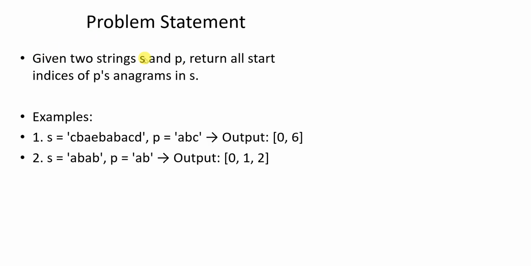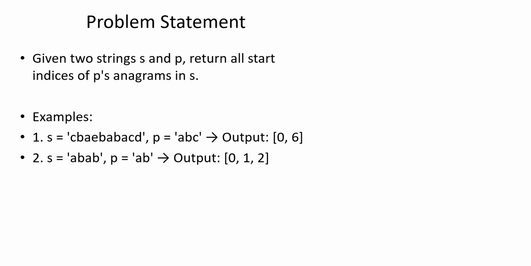Given two strings s and p, return all start indices of p's anagrams in s. So p is a small string given to us, and you have to find whether s contains anagrams of it. So what is the approach for us? Let's think about it. So a b c.